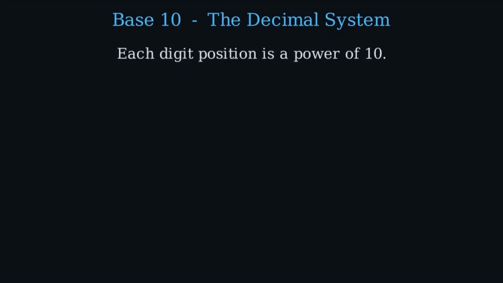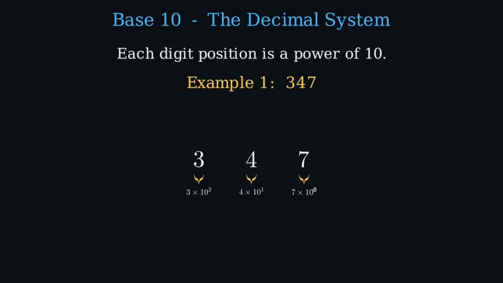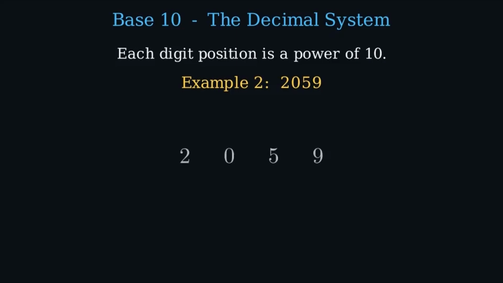Our decimal system starts with base 10, so that means that every digit is a position of power 10, so 10 to the whatever. So, for example, 347 can be written as 347, and each position is multiplied by 10 to the power. So 3 times 10 to the second, 4 times 10 to the first, 7 times 10 to the 0. All of these can be added together to equal our number. Now here's another example, 2059. You can see each number is multiplied by 10 to its position and added together to equal the number.